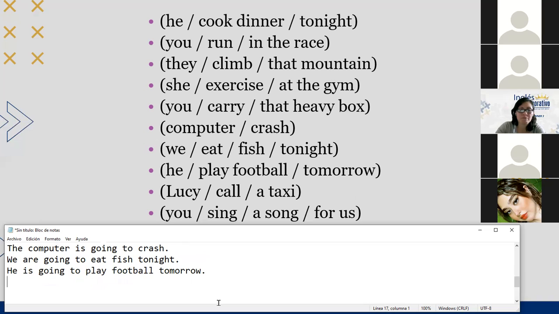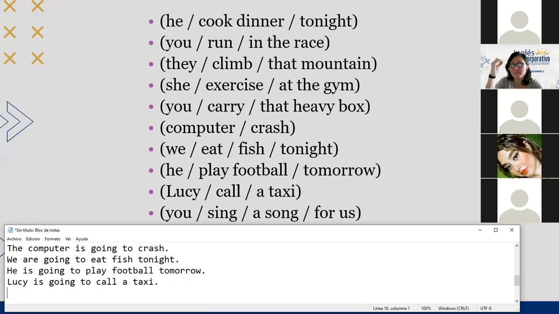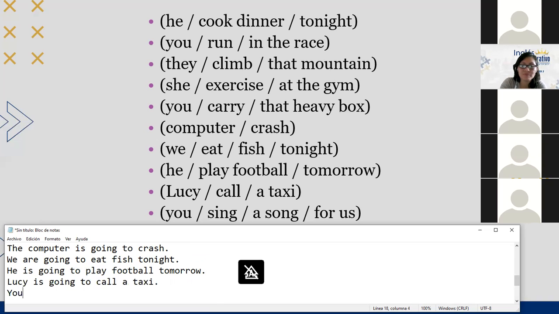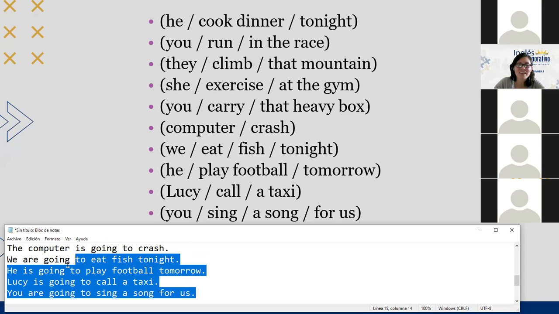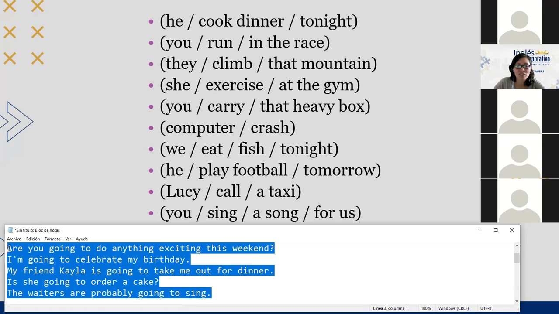Lucy is going to call a taxi. Okay. Lucy is going to call a taxi. Very good. Next. La última. You are going to sing a song for us. For us. Very good. Okay, you're going to sing a song for us. Excellent. Thank you.